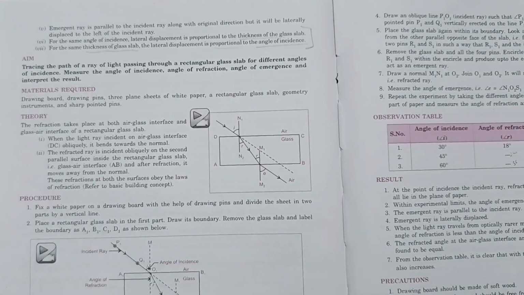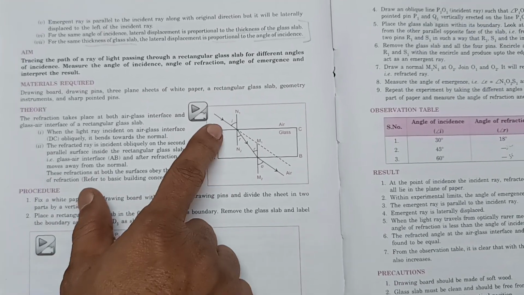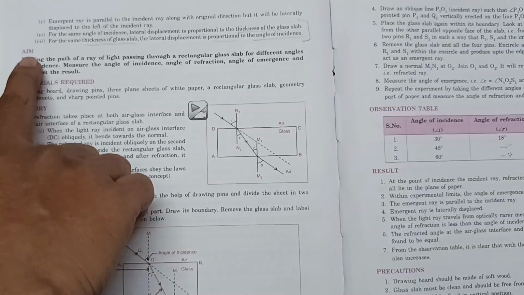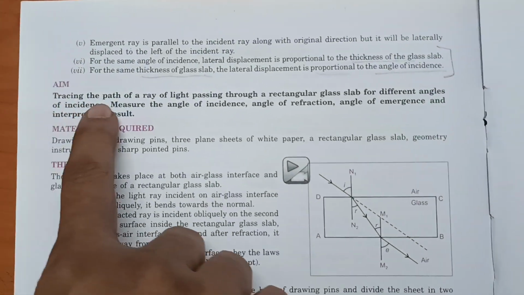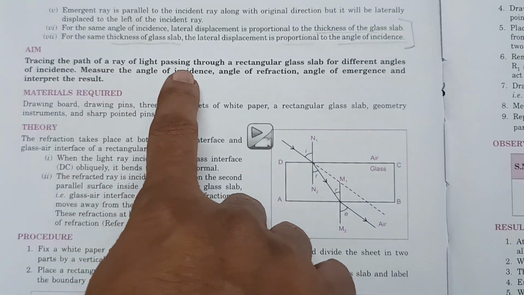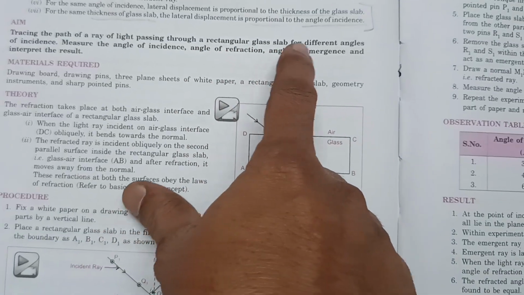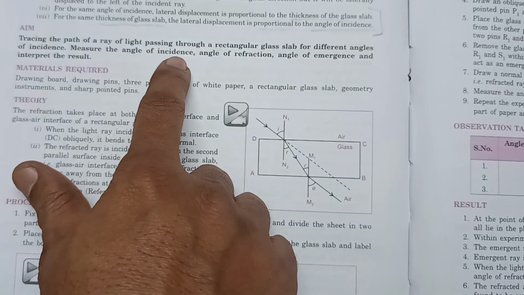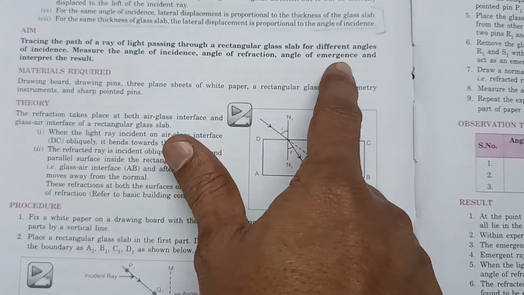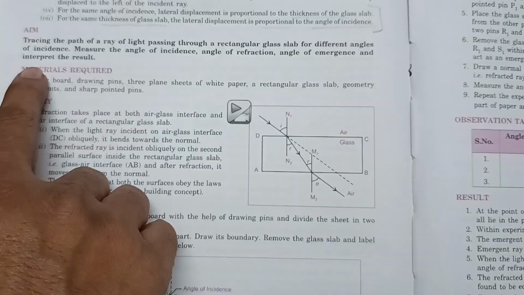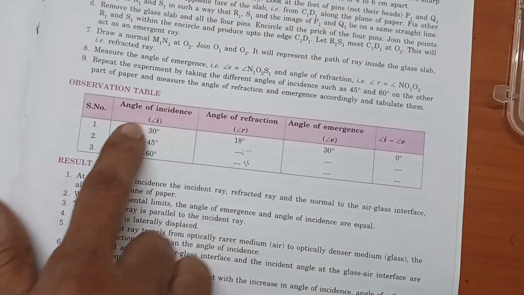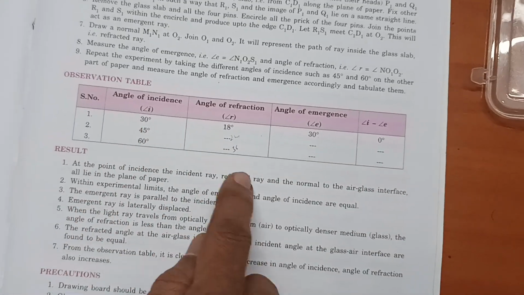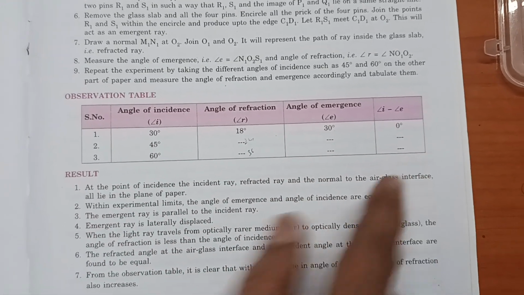Hello, today we will learn about refraction through the rectangular glass slab. The aim of the activity is tracing the path of a ray of light passing through a rectangular glass slab for different angles of incidence. Measure the angle of incidence, angle of refraction, angle of emergence and interpret the result. And then we will draw this observation table and we can find out the values.